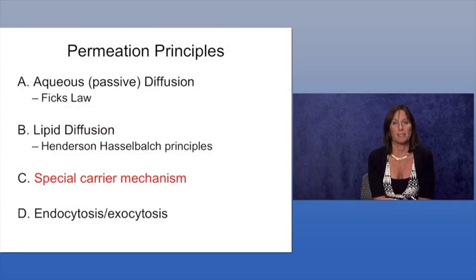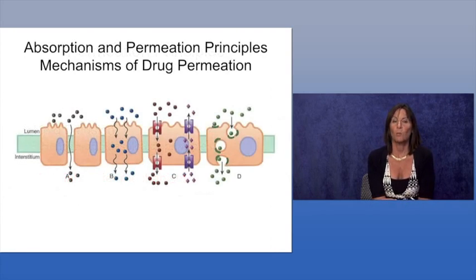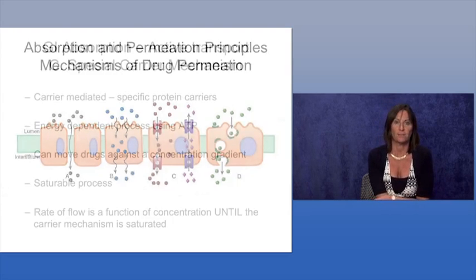Special carrier mechanisms, as we've discussed, require that they exist at the site where absorption is going to take place. In this situation, we're talking about across the GI tract. They will ultimately determine what quantity of an administered drug can be absorbed. So carrier mechanisms are what we call saturable. They have a predetermined ability to transfer a predetermined quantity or amount of a given drug.